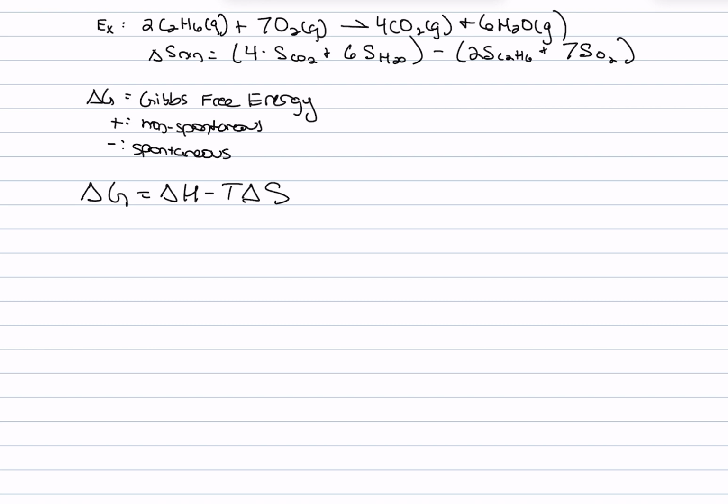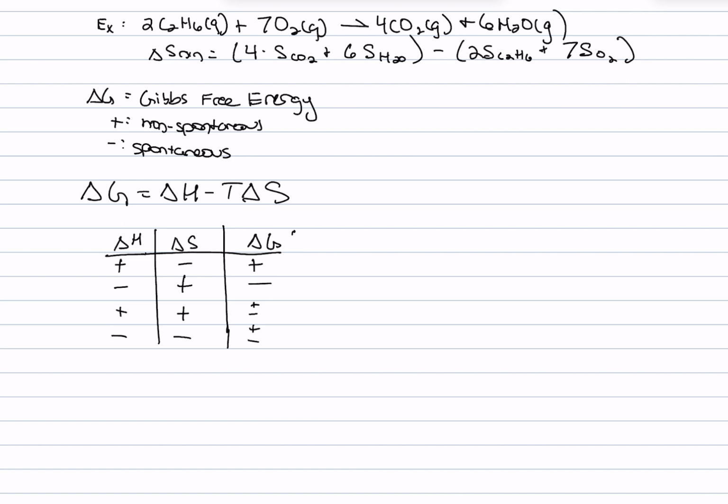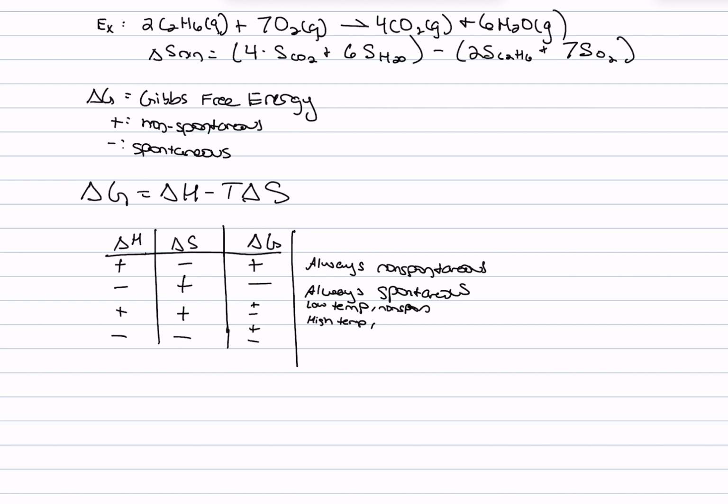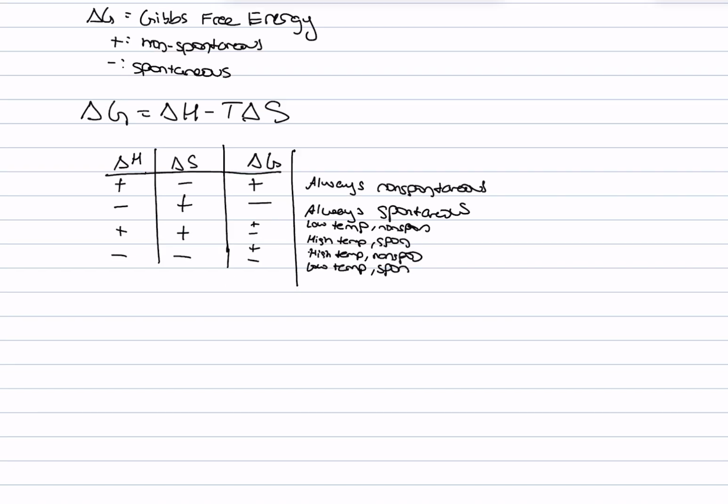And based on this equation, we know that if delta H is positive and delta S is negative, that means delta G is always positive and non-spontaneous. And if delta H is negative, delta S is positive, then delta G is always spontaneous. And so it's like a combustion reaction, like the hydrocarbon combustion. But if they're both positive, that means that at low temperatures it's non-spontaneous and at high temperatures it's spontaneous, and so it's temperature dependent. And similarly, if both delta H and delta S are negative, at high temperatures it's non-spontaneous, and at low temperatures the reaction is spontaneous.